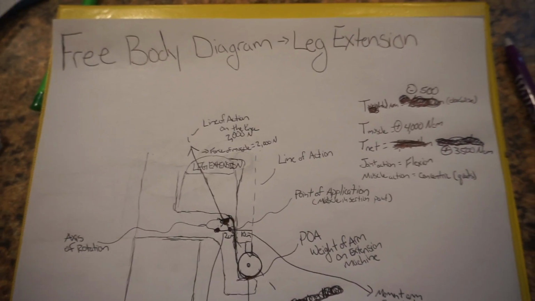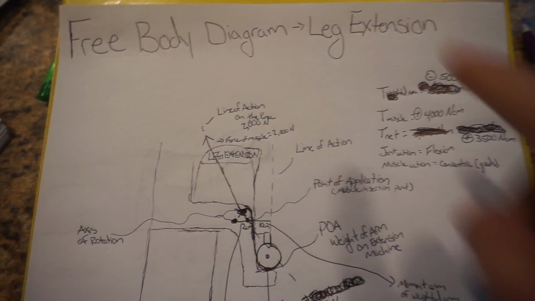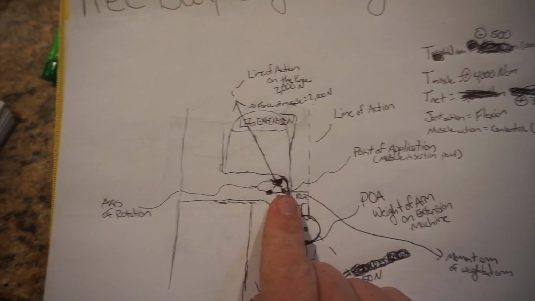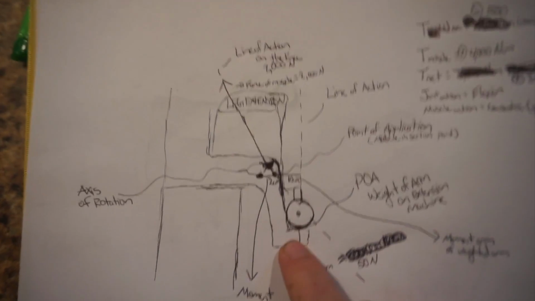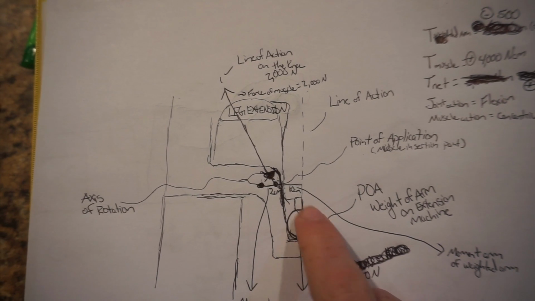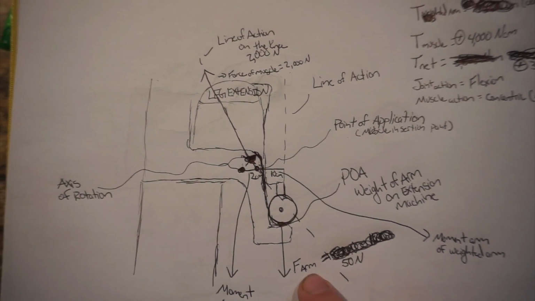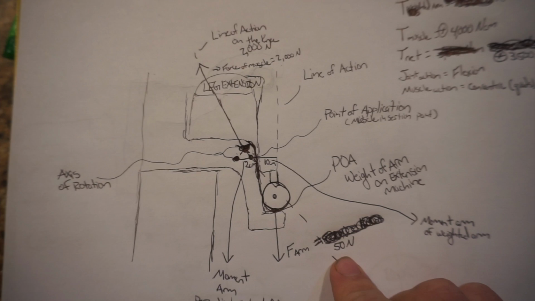My free body diagram of my biological system of a leg extension. So here's my drawing. I've got my leg coming down. I'm not the best artist, but bear with me. So the leg's coming down, and this is the weight here. The force of the weight, the arm, is 50 Newton meters.